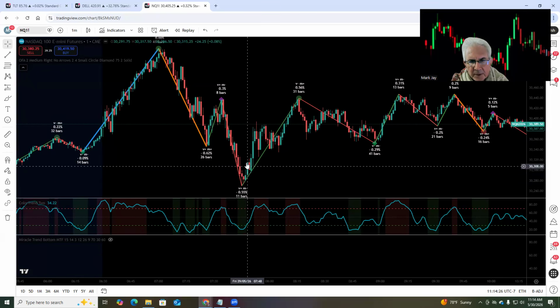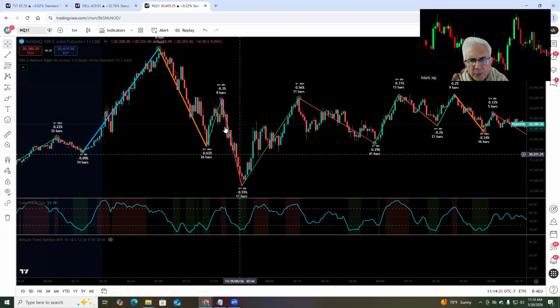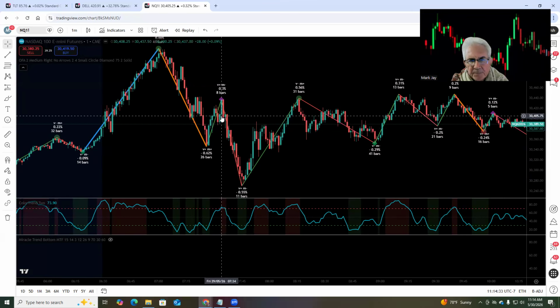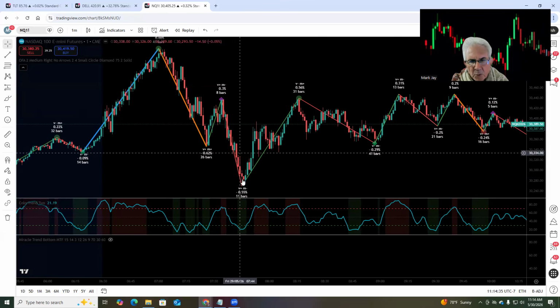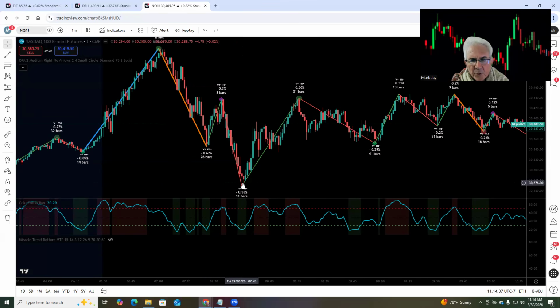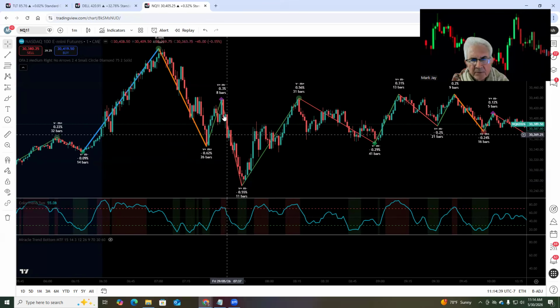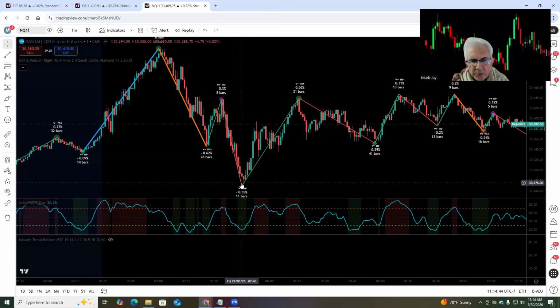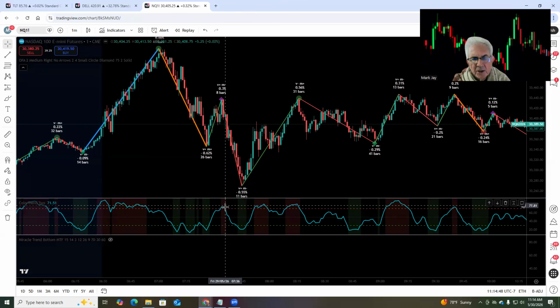Absolute exit would have been 30,315. That's a lot of points. That's 80 points on this one move. We don't know how many points the market's going to give us, but we did really well on this one trade. And what's nice about it is you don't have to think about it. You just follow the system.